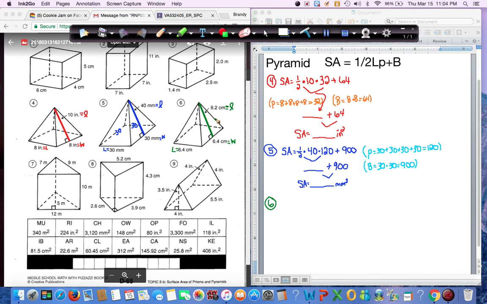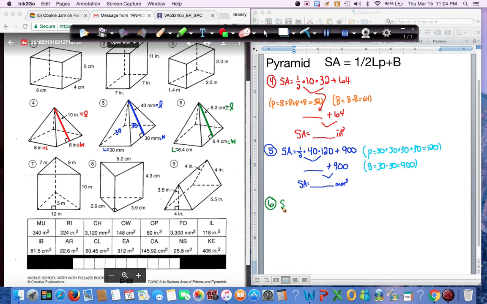Now, when you get to geometry next, or in 10th grade, I guess, when you get to geometry, could you have different types of pyramids? Absolutely. But then you would have the formulas for those types. Square pyramids are all we're dealing with in 8th grade.